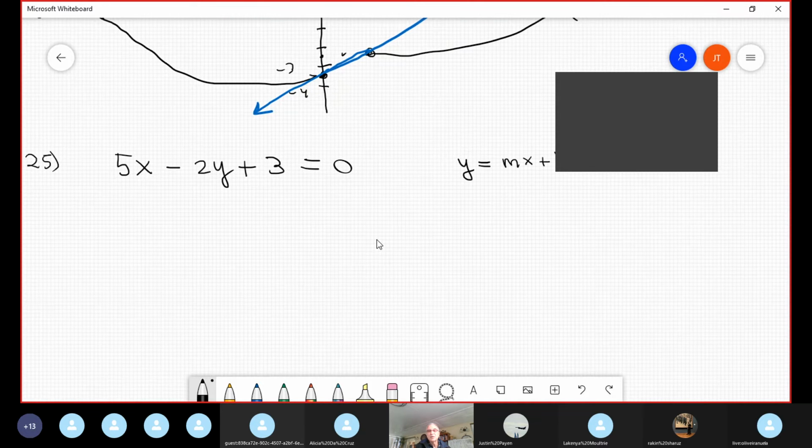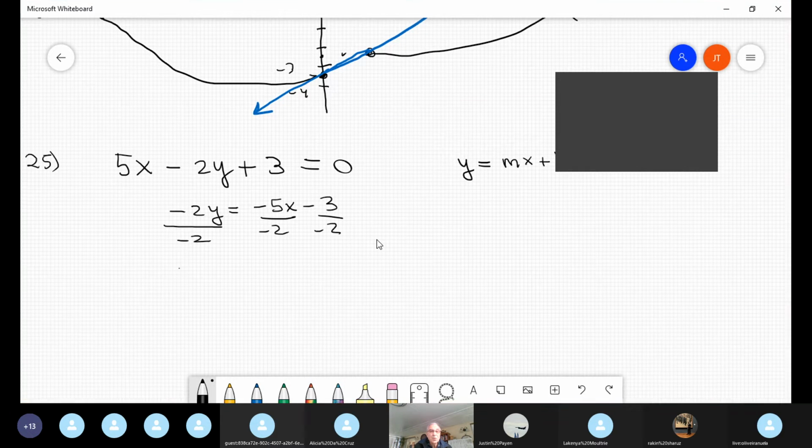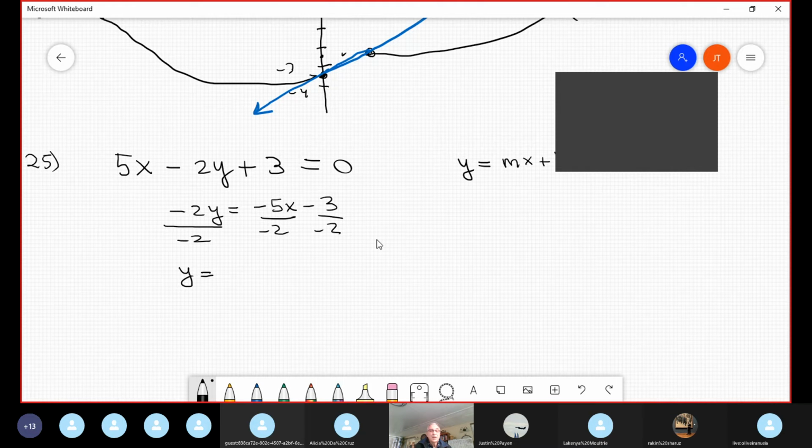Mx plus b. Okay, so I bring down minus 2y. I move 5x and 3 to the right-hand side. Make sense? Remember, when you change the side, you change the sign of the number or variable. Finally, divide by negative 2. Y alone, this is my goal. Negative divided by negative is positive, 5 over 2 x plus 3 over 2.